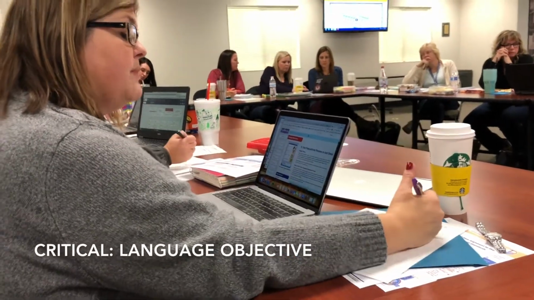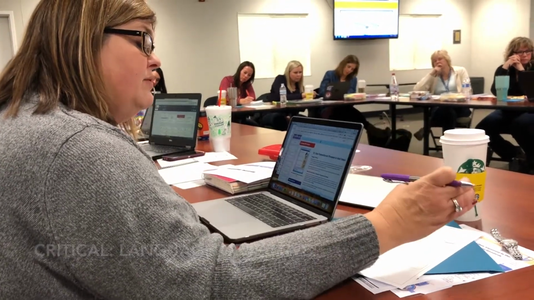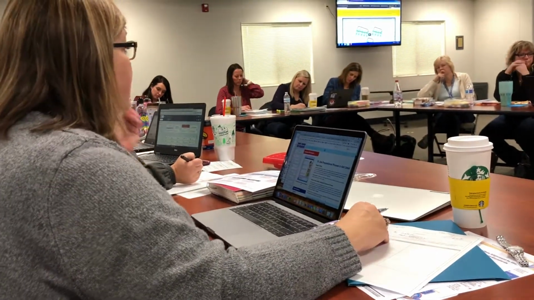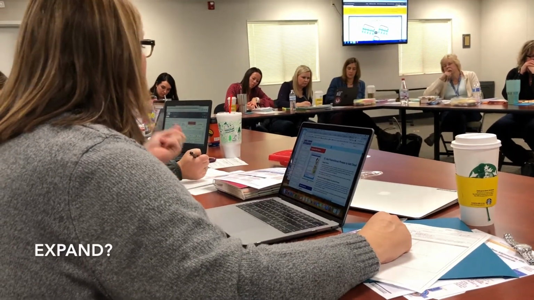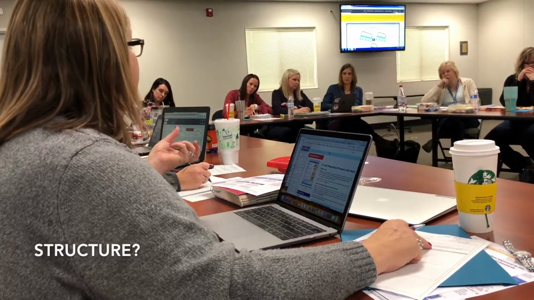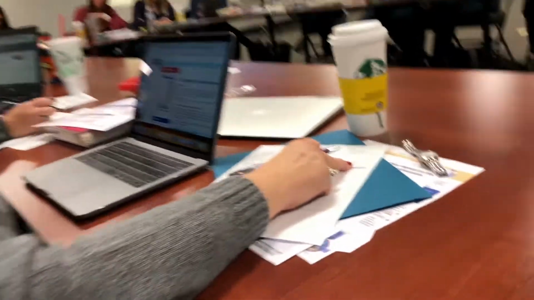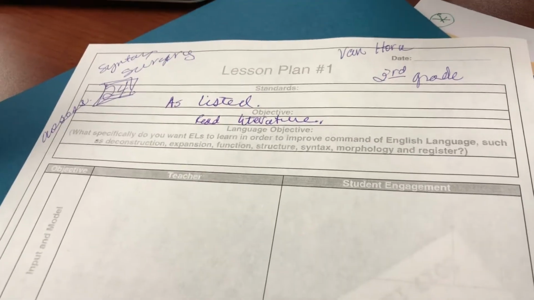What's critical here is my language objective. So you can see that I've broken down what that means. So what are kids going to do? Are they going to deconstruct language? Are they going to expand language? Are they going to focus on the function, like compare and contrast? Are they going to look at structure? Are they going to look at syntax? Are they going to look at morphology, the pieces of vocabulary? Or are they going to focus on register, the difference between common language and more academic or formal language?